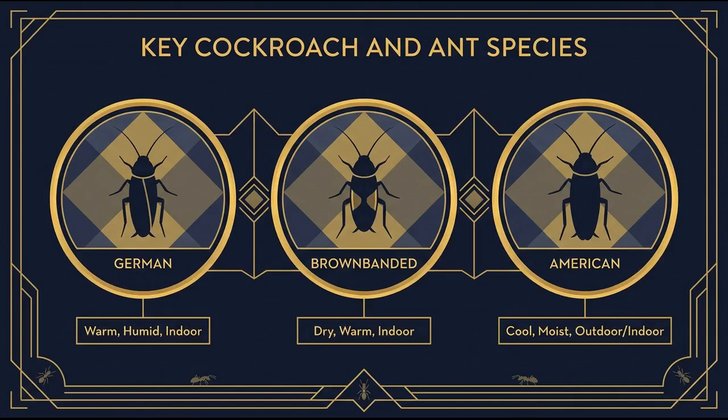In contrast, the brown-banded cockroach prefers warmer, drier locations higher up in rooms, such as behind picture frames and near ceilings. Meanwhile, the American cockroach is much larger, about 1.5 inches, reddish-brown, and favors warm, humid environments like sewers and commercial basements. Now let us consider some problematic ants.